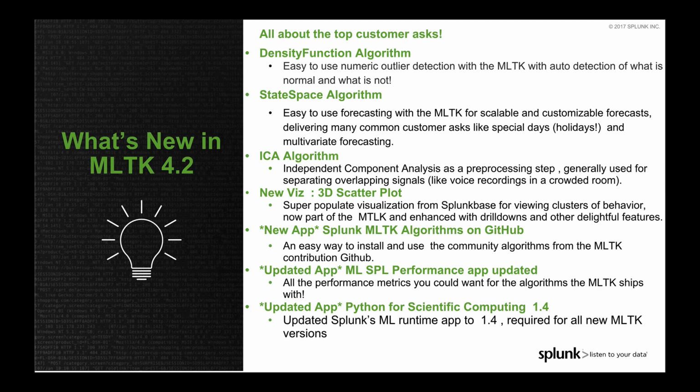And we updated the two apps, the ML-SPL Performance app, which has all the performance metrics that you might want from the different algorithms the toolkit ships with, as well as the Python for Scientific Computing. We've updated that to version 1.4, updating the machine learning runtime for all the goodness that's come out in the last 6 months or so from open source, etc. And you're going to want to update Python for Scientific Computing for every new version of the toolkit moving forward. So 4.2, 4.3, etc. will need the new version of Python for Scientific Computing.